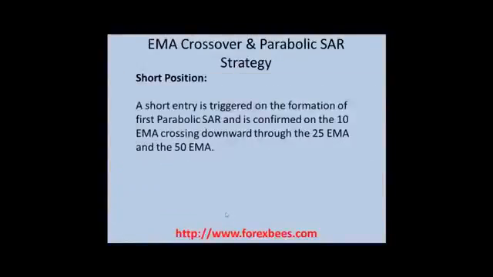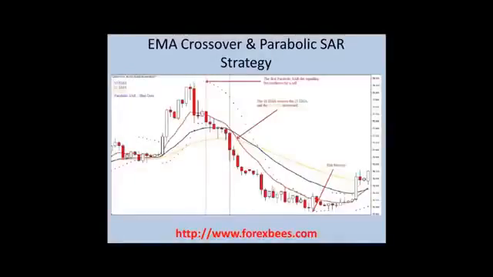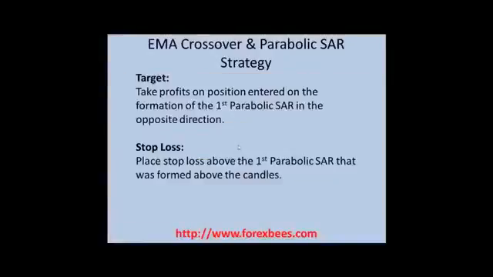Similarly, for a short position, a short entry is triggered on the formation of the first parabolic SAR dot and is confirmed by the 10 EMA crossing downward through the 25 EMA and the 50 EMA. So here is the first parabolic SAR dot formed above the candlestick, but it is really at this point where the 10 EMA crossed the 25 EMA and the 50 EMA. So this is your entry point for a short position.